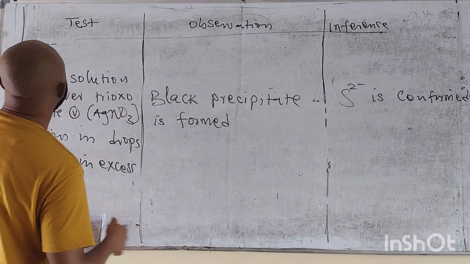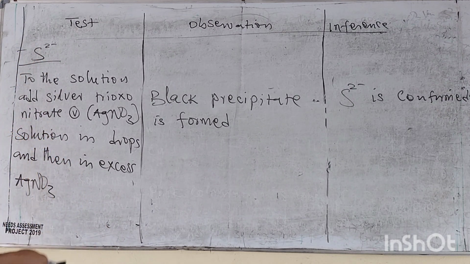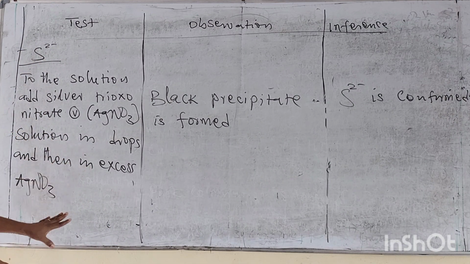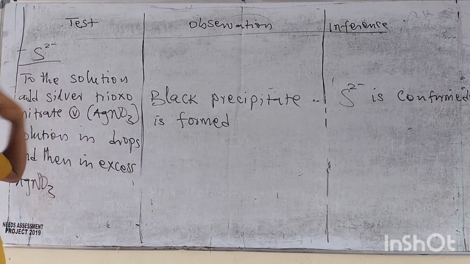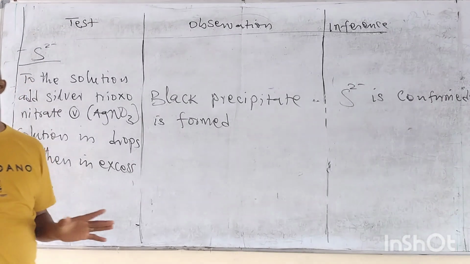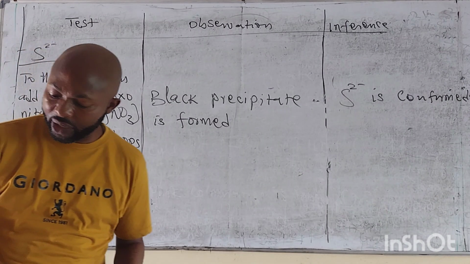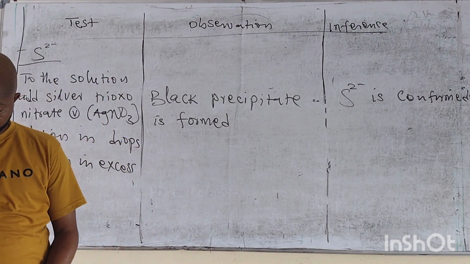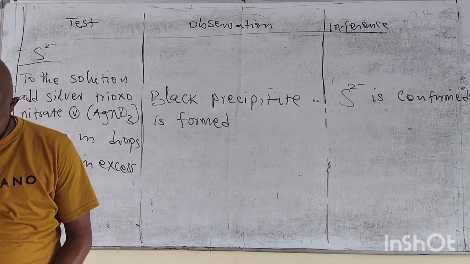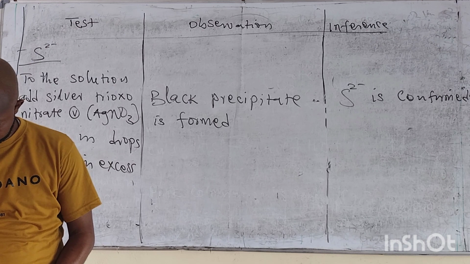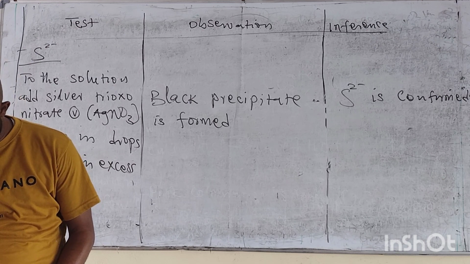Here, to the solution, add silver nitrate solution in drops. When you see a black precipitate form, you know that S2- is confirmed. So that one, we don't stress ourselves, we don't do much. So I think we are left with just one more to round up the tests for anions.